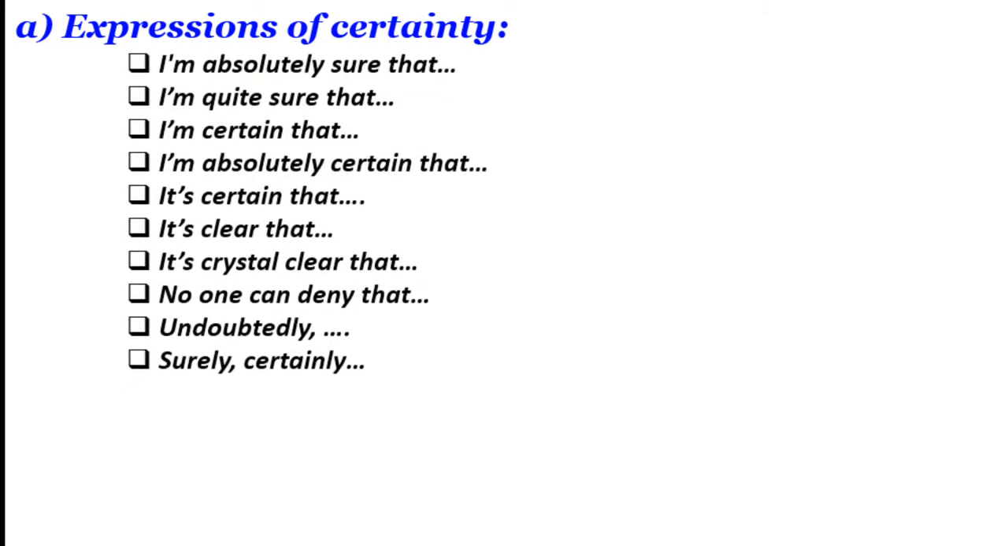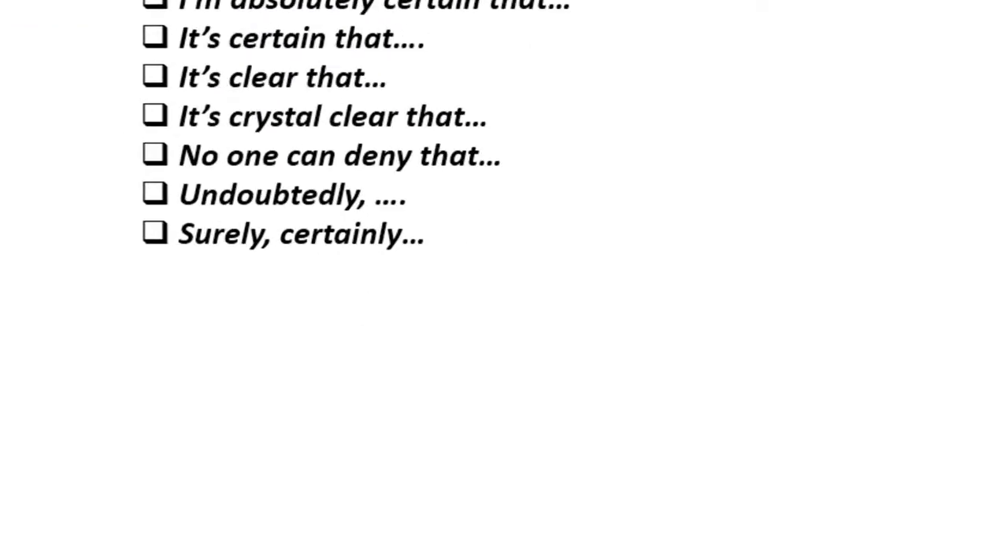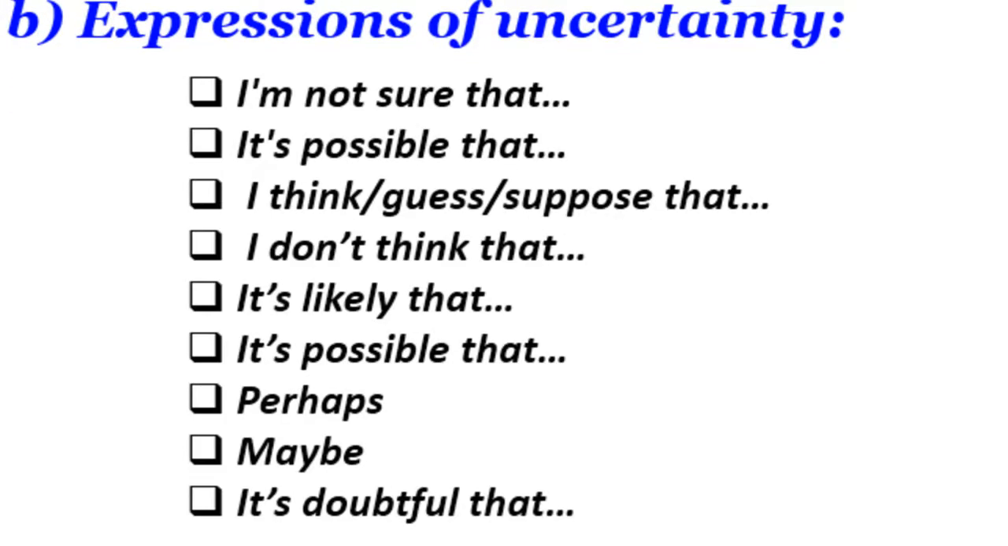Well, for expressing certainty, we can use different expressions like I'm absolutely sure that, I'm quite sure that, I'm certain that, I'm absolutely certain that, it's certain that, it's clear that, it's crystal clear that, no one can deny that, undoubtedly, and surely or certainly. For expressing uncertainty, we can use the following phrases. I'm not sure that, it's possible that, I think, guess or suppose that, I don't think that, it's likely that, it's possible that, perhaps, maybe.